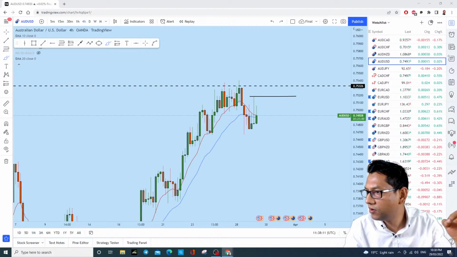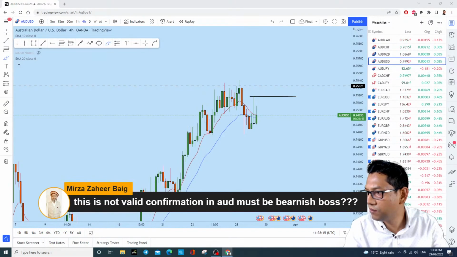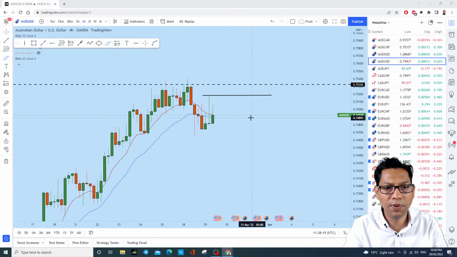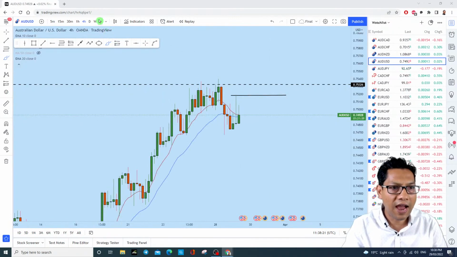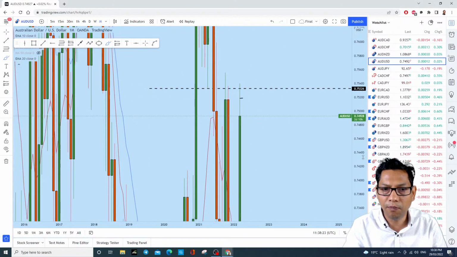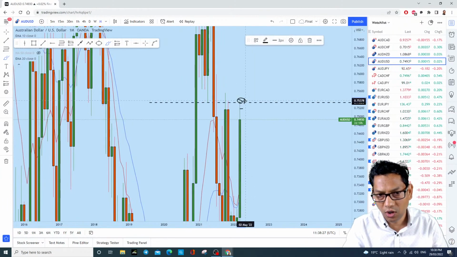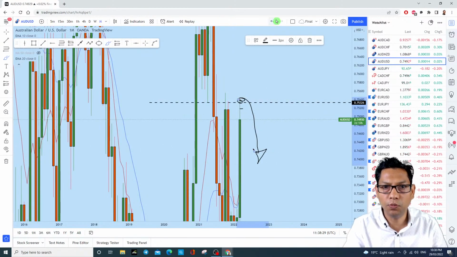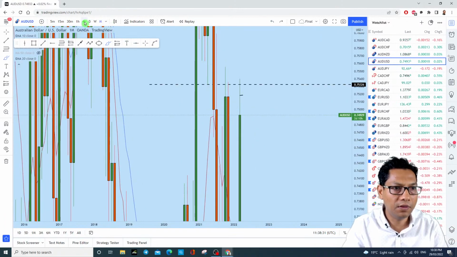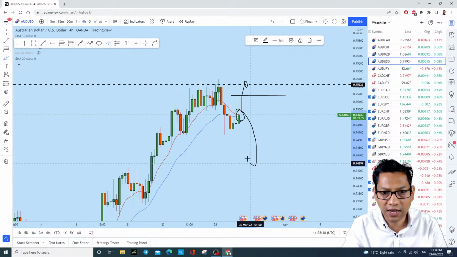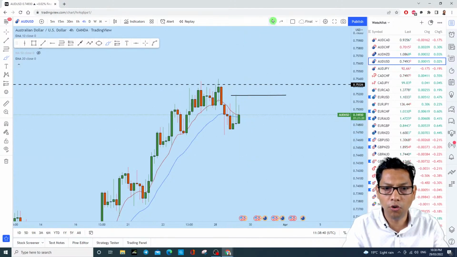This is not a valid conversion. AUD must be bearish, pause. Yes, Miras, that's what I am thinking. AUD could be bearish, but that's what I am telling: on the higher time frame, if the monthly candle closes here below this level, we might see a bearish move. So that's what I'm explaining, that if this candle cannot break this high, we might see a downward move on AUD.